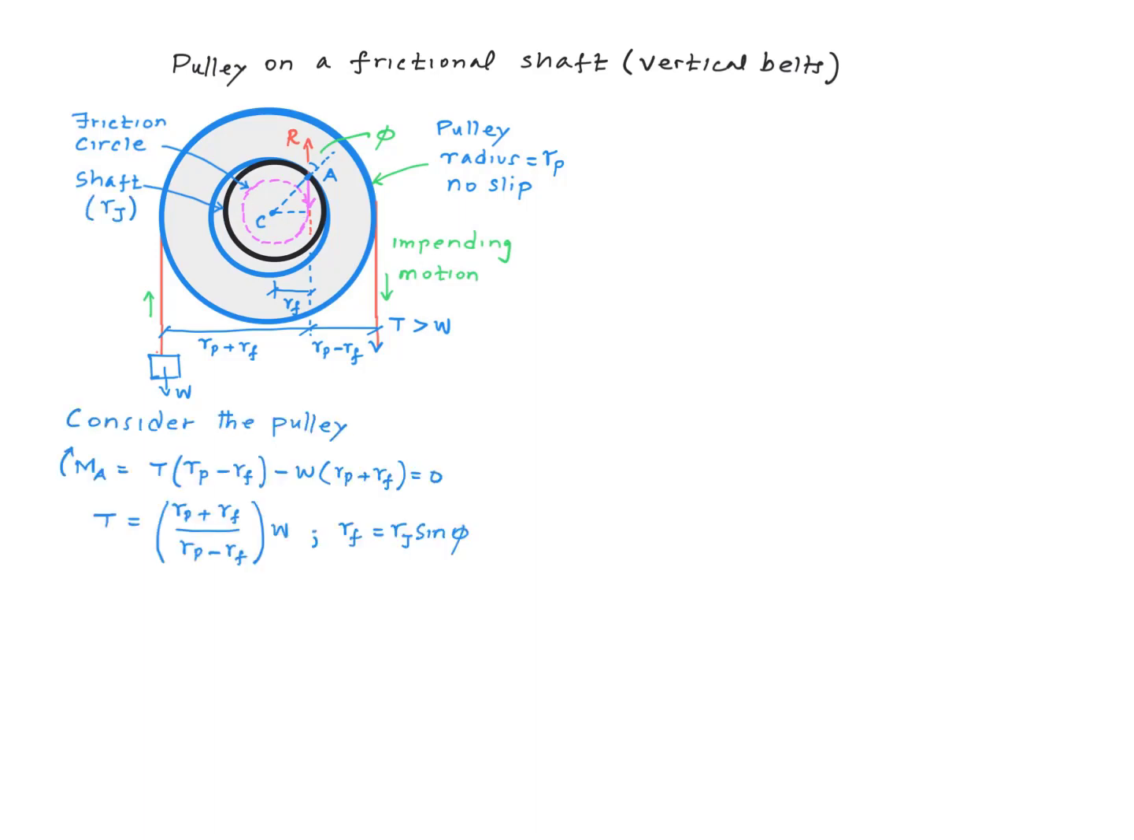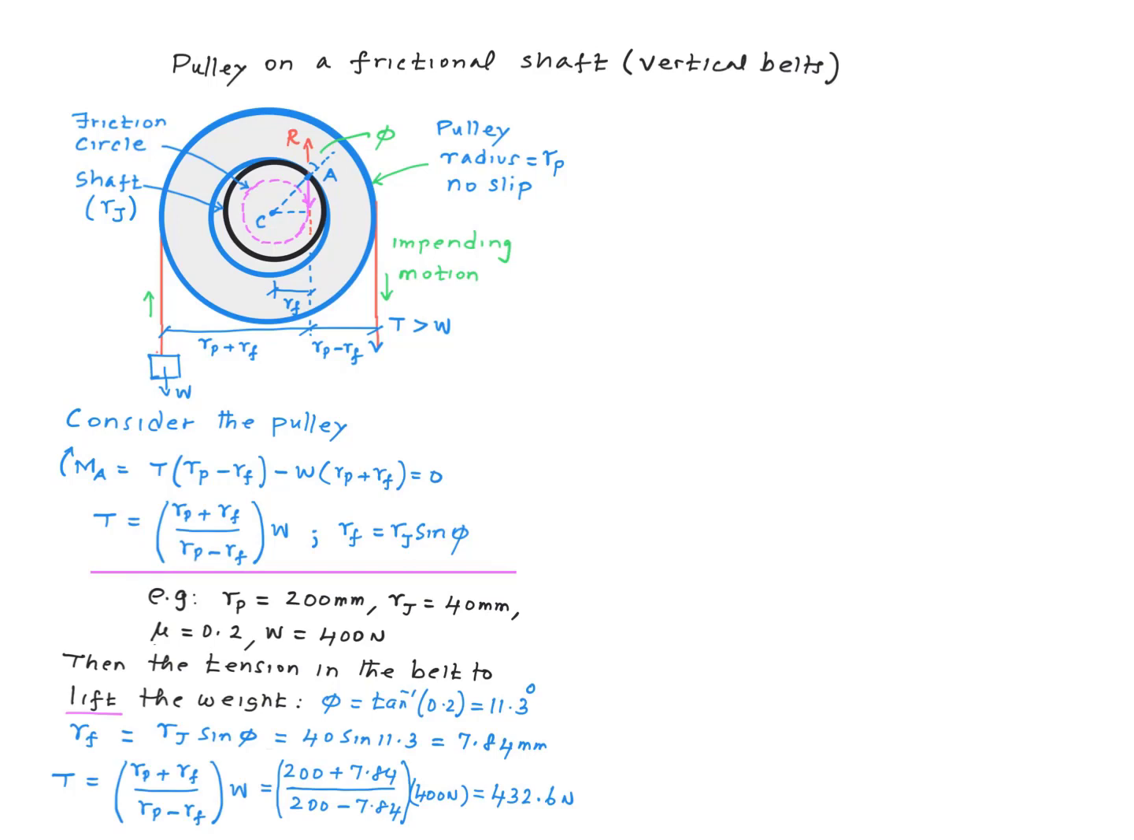Here, our objective is to find an expression for the tension T. So the shortest way to achieve that is to take a moment about point A rather than point C. That way we will not bring capital R into the equation. So here is the equation, and this leads to this expression for the tension T. Let's also write down what we said earlier about the radius of the friction circle. R_F is R_j times sine phi, where R_j is the radius of the shaft.